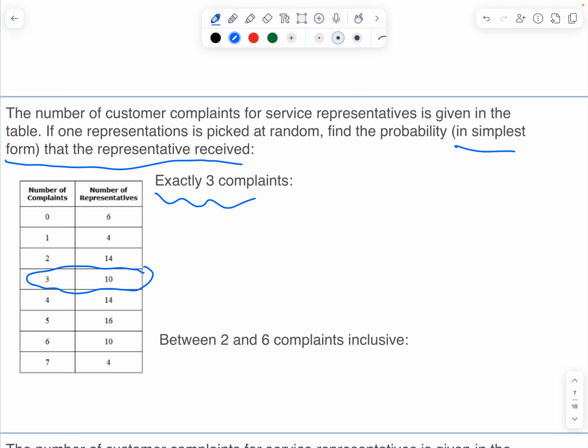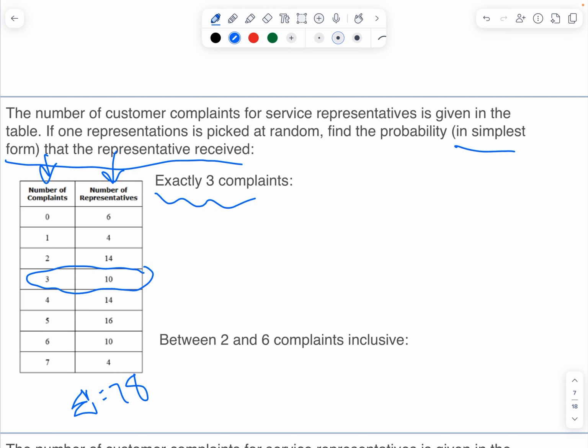Now, we see the number of complaints here are 0 through 7 complaints. And then we have our number of representatives. So I feel like we might need to sum this up. So I'm going to use the Greek letter sigma, it's a summation. And I'm going to add 6 plus 4, which is 10, plus 14, 24, plus 10, 34, another 10, 44, 48, add another 16, 10, and 4. Okay, this is going to come out to a total of 78. So working with probability, our denominator will be 78.